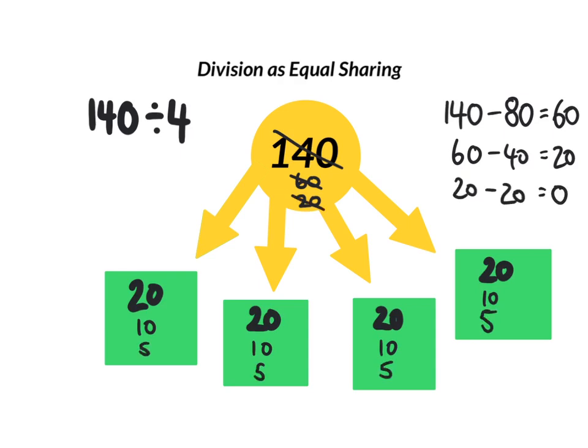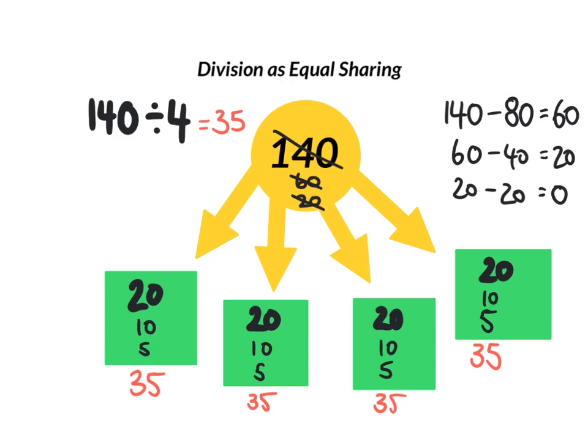Now that we've shared out 140 evenly among 4 groups, we can solve our problem. All we have to do is add up what is in one group. 140 divided by 4 is equal to 35, because we can find 35 in each of the 4 groups.